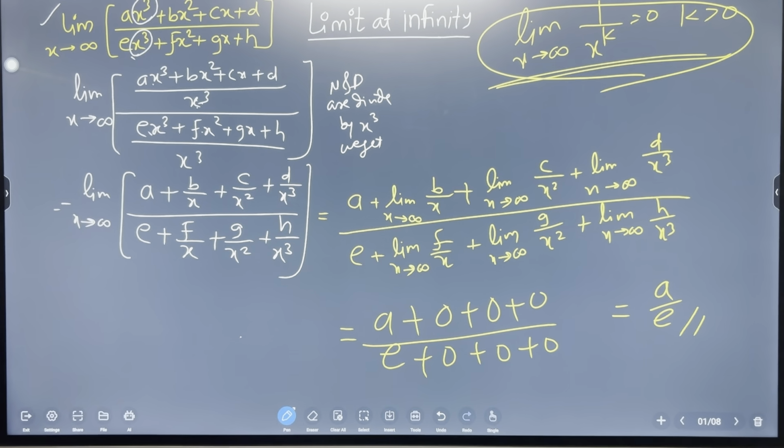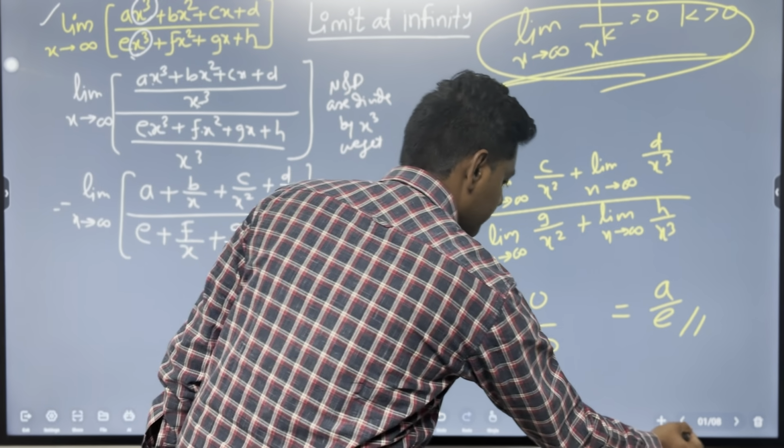Take the screenshot of the first example. Now we go for the second example.